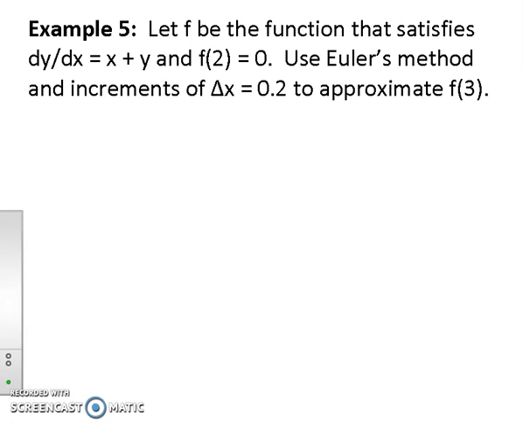So example 5 here says to let f be the function that satisfies dy/dx equals x plus y and f of 2 equals 0. Use Euler's method and increments of delta x equals 0.2 to approximate f of 3.